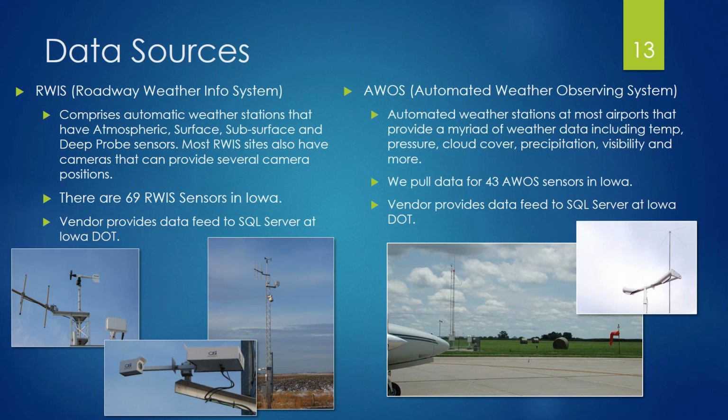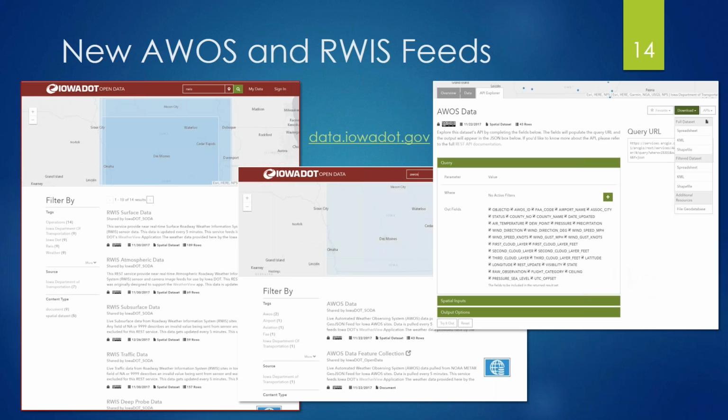So here are the data sources: the ARWIS roadway weather information system. They're just weather stations that have all the information for atmospheric, surface, subsurface, and deep probe sensors that the state of Iowa DOT maintains. And the vendor actually provides a data feed.